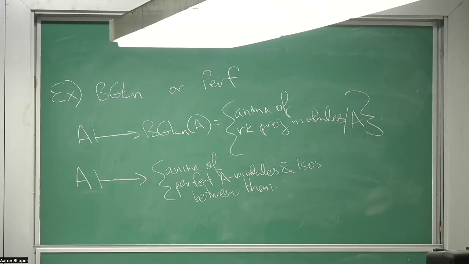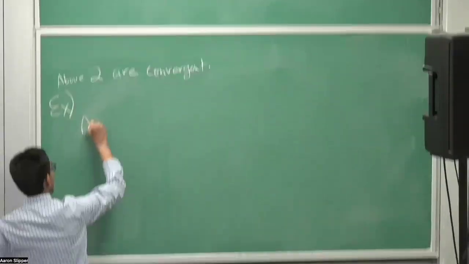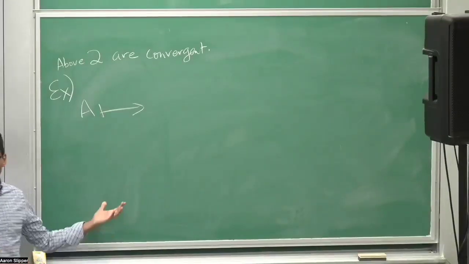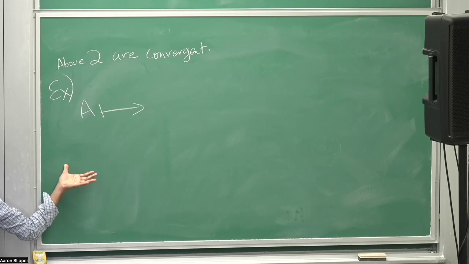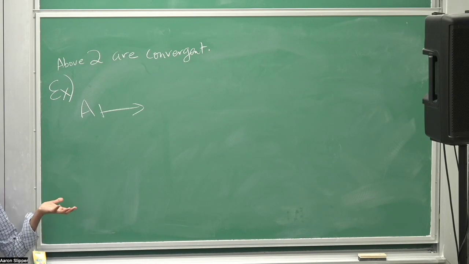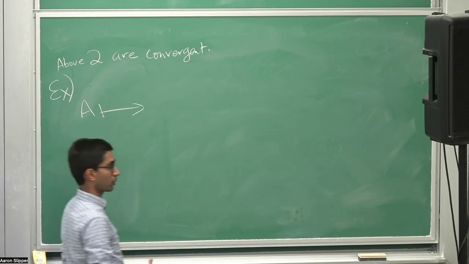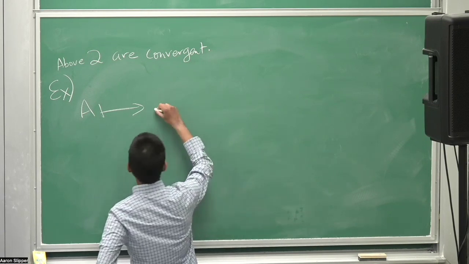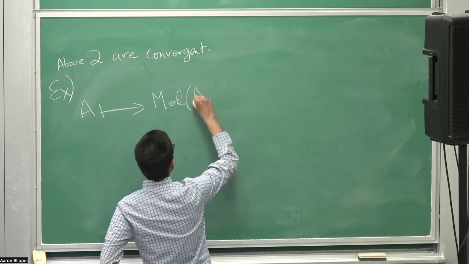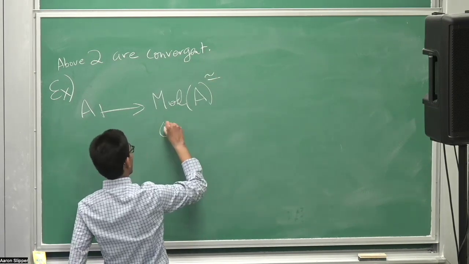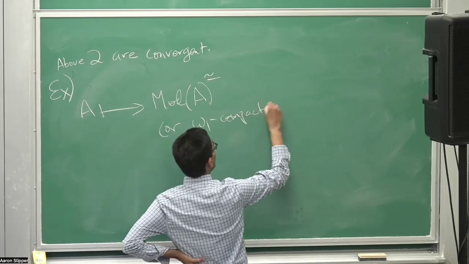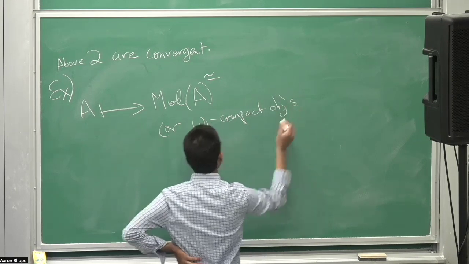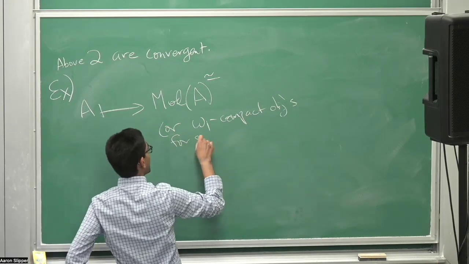But an example of something that's not convergent would be something like sending A to the groupoid of all A-modules. Maybe you don't want to consider that already for set theoretic reasons, but even if you said countably generated, or omega 1 compact objects, for set theoretic reasons.